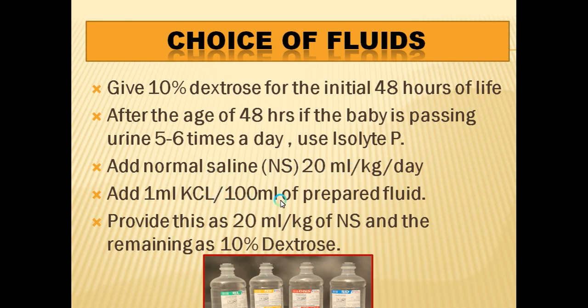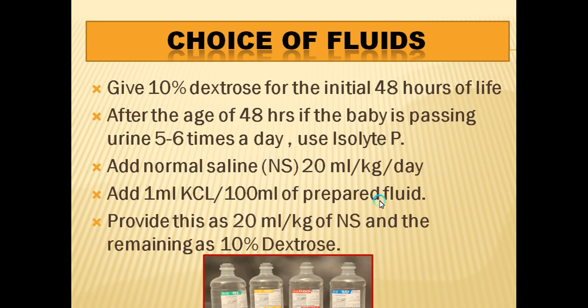And in each 100 ml, what we need to give is we need to add 1 ml of KCl, okay, because we don't want the potassium levels to be reduced in the baby. So that is why we add 1 ml of KCl per 100 ml of the prepared fluid, okay. So what we do is we give this 20 ml of normal saline and remaining as 10% dextrose, or if the baby is passing urine 5 to 6 times a day, we give 20 ml per kg of normal saline and remaining part of isolate P, okay.